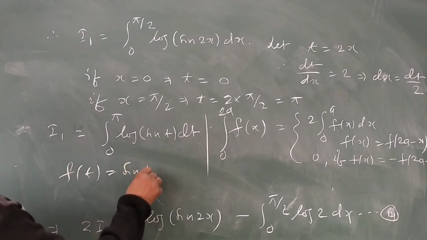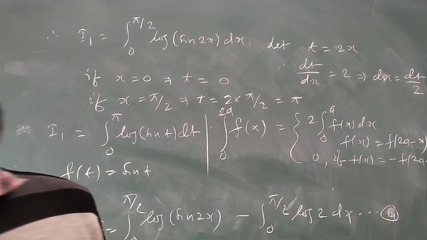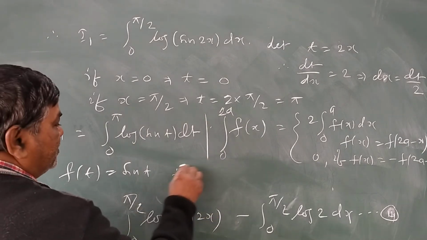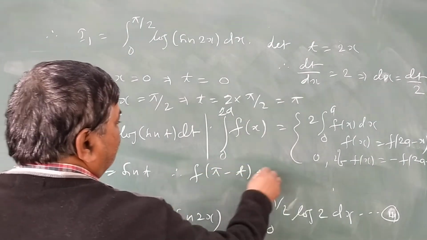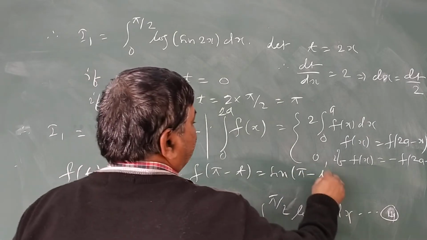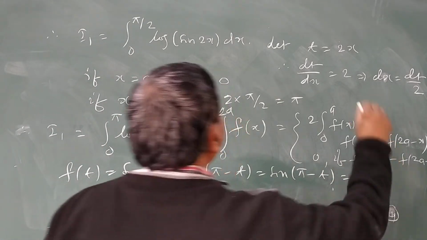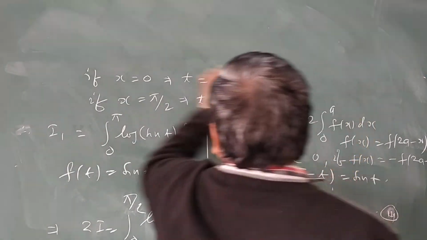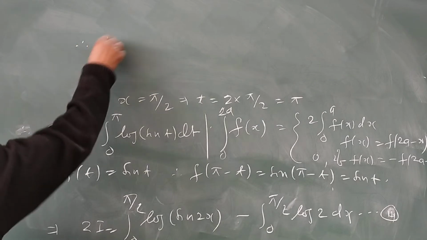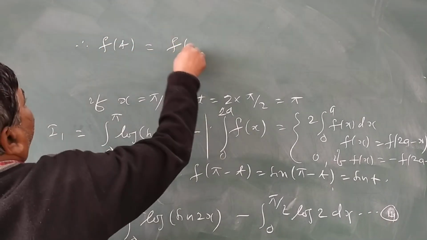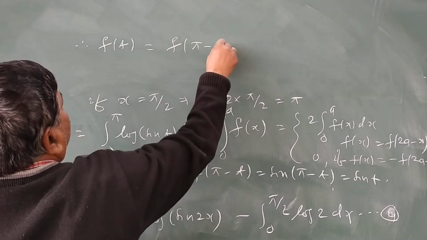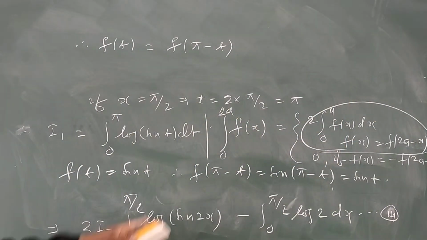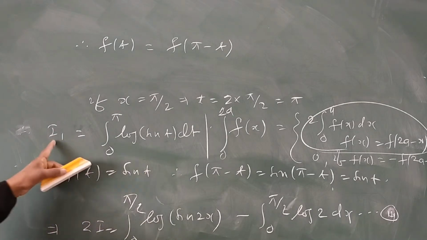This is sin t, so what is f of pi minus t? This is sin(pi minus t), which is your sin t. That means f(t) is equal to f(pi minus t).